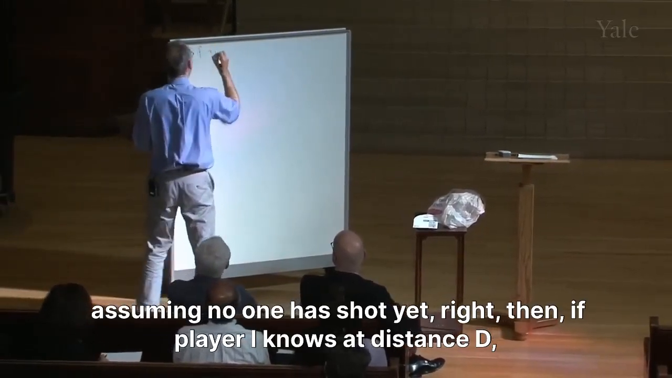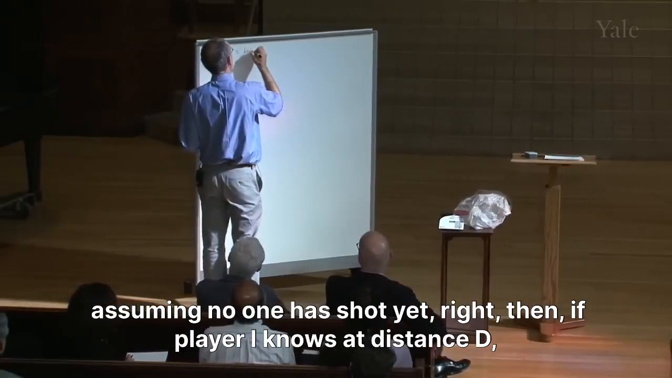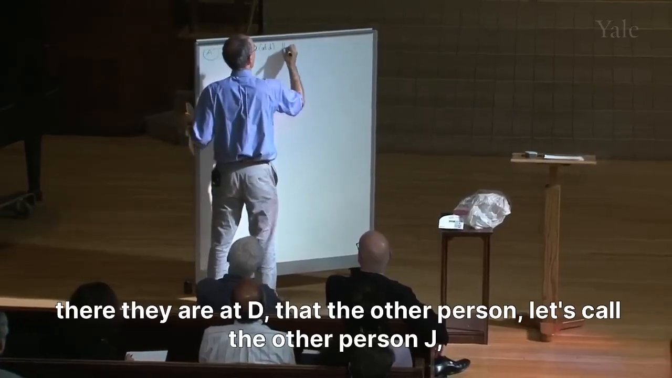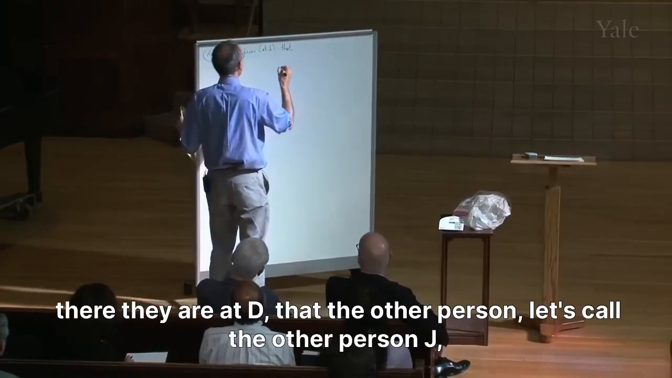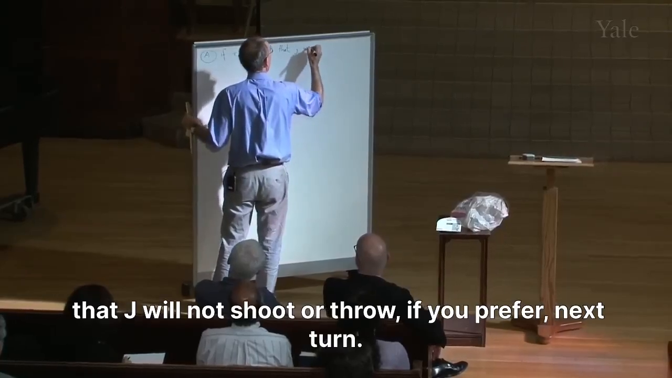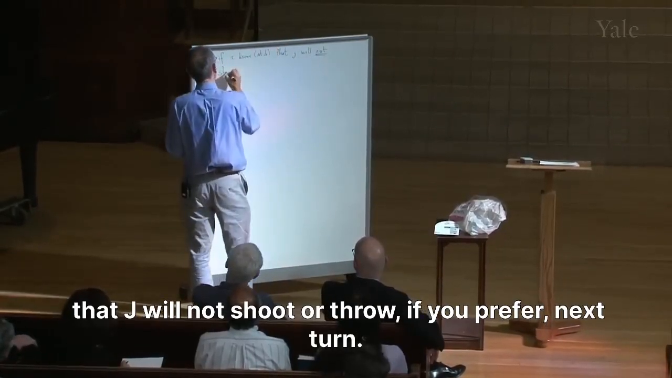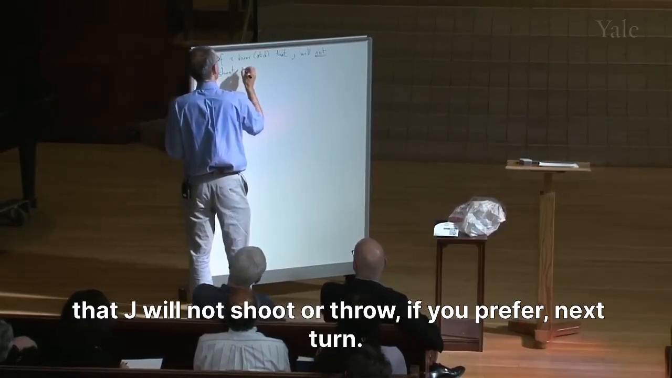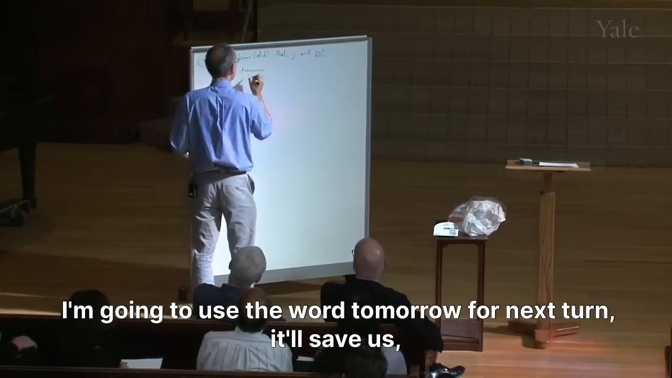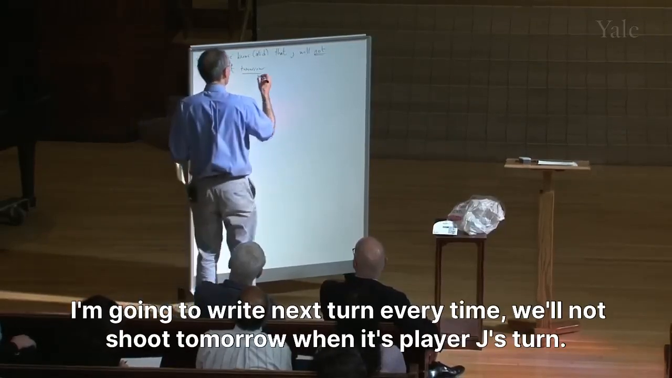if player I knows at distance d that the other person, let's call the other person J, will not shoot, or throw if you prefer, next turn. Can I use the word tomorrow for next turn? It'll save us having to write next turn every time. J will not shoot tomorrow when it's player J's turn.